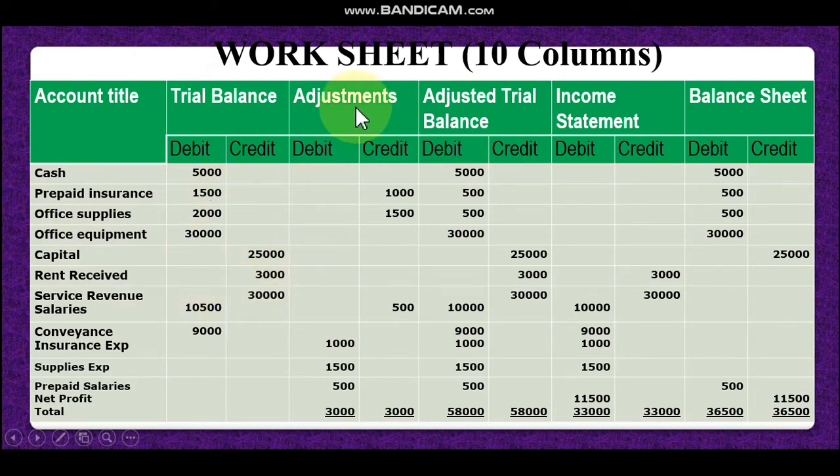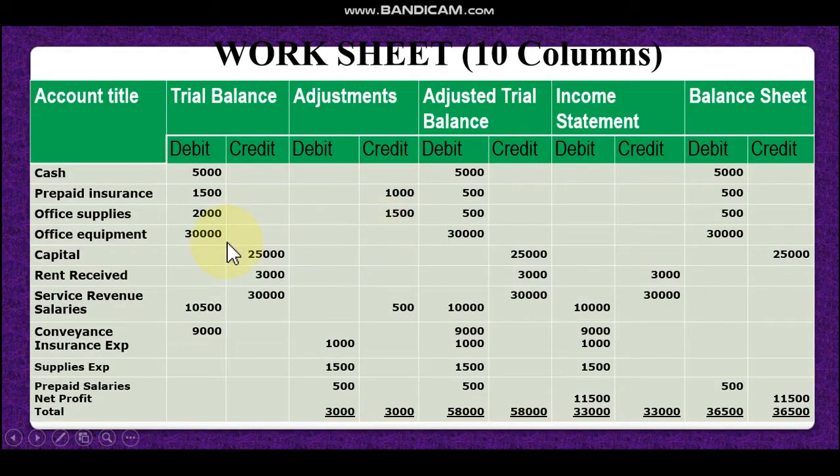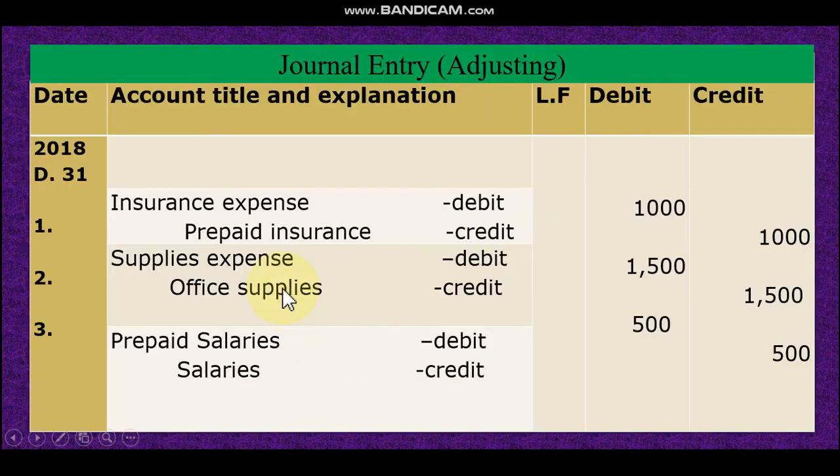Then adjustment. From there our math will start. In the adjustment, look at insurance expenses debit, prepaid insurance credit. That means in the math also we have to post it. On the debit side we write the amount of insurance expenses, and prepaid insurance, which we have in the trial balance, we write on the credit side.